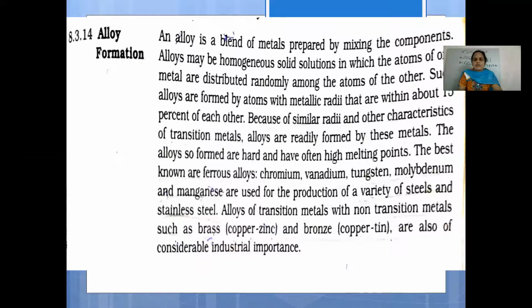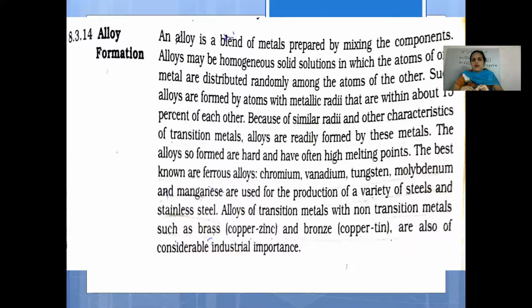Then alloy formation. An alloy, as you know, is a blend of metals prepared by mixing the components. Alloys may be homogeneous solid solutions in which the atoms of one metal are distributed randomly among the atoms of the other. Such alloys are formed by atoms with metallic radii that are within about 15% of each other. Because of similar radii and other characteristics of transition metals, alloys are readily formed by these metals. The alloys so formed are hard and often have high melting points.